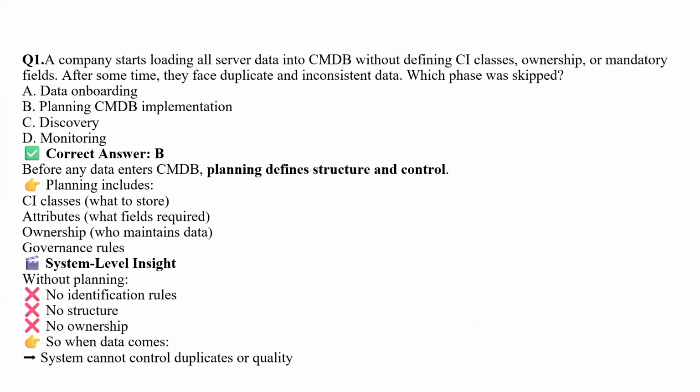System level insight: without planning, what will happen? Without planning, there is no proper data quality, no identification rules, no structure, and no ownership. So data becomes messy, and the system cannot control duplicates or quality.